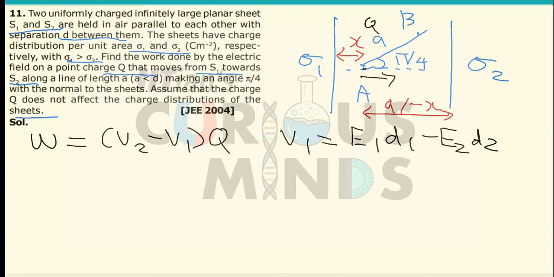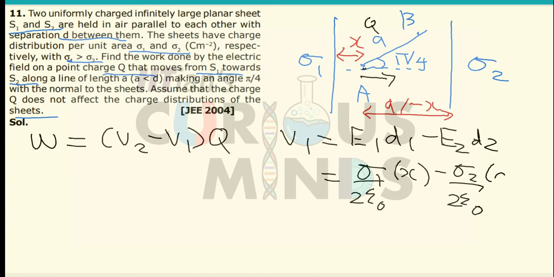Basically E1 is equal to sigma 1 divided by 2 epsilon naught, and the distance here is equal to x, and E2 will be equal to sigma 2 divided by 2 epsilon naught, and the distance here is equal to d minus x. This is the potential at the first point.